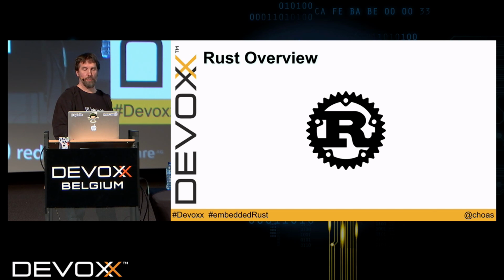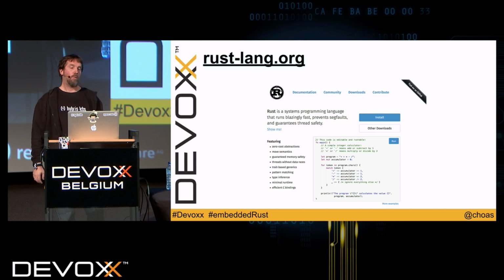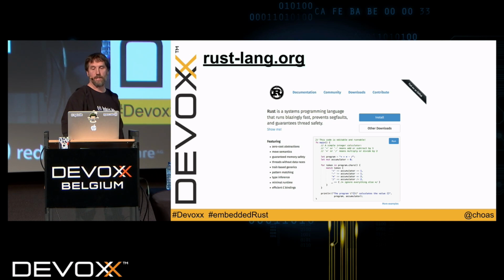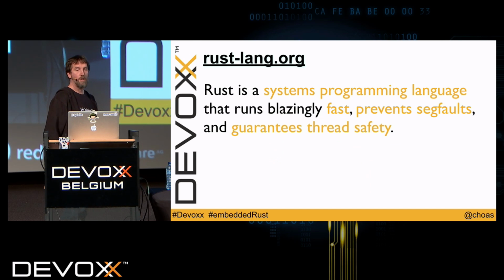So let's start with an overview. When you go to rustlang.org, you can install it and download it. There's also some information on what Rust is. Rust is a system programming language. It's fast, it prevents segmentation faults, that's the main problem with the C++ language, and guarantees thread safety.